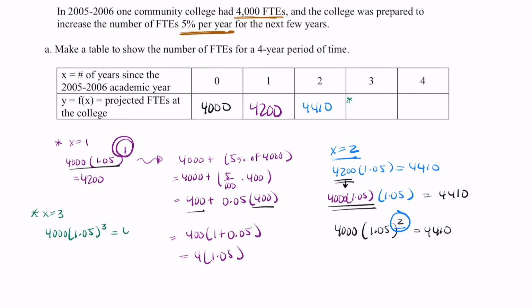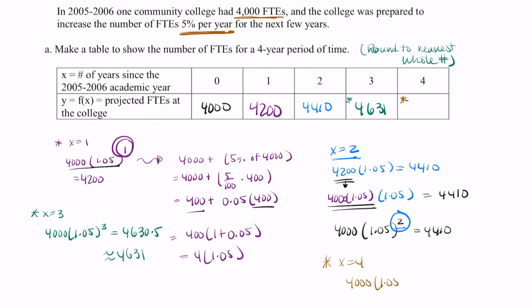And that gets us 4,630.5. And I'm going to round up. So this is about 4,631. Okay, so let's do this one final time. For x equals 4, and I'll do that over here. We have 4,000 times 1.05 to the 4th power, which is 4,862, and then after the decimals, 0.25. So that's about 4,862.